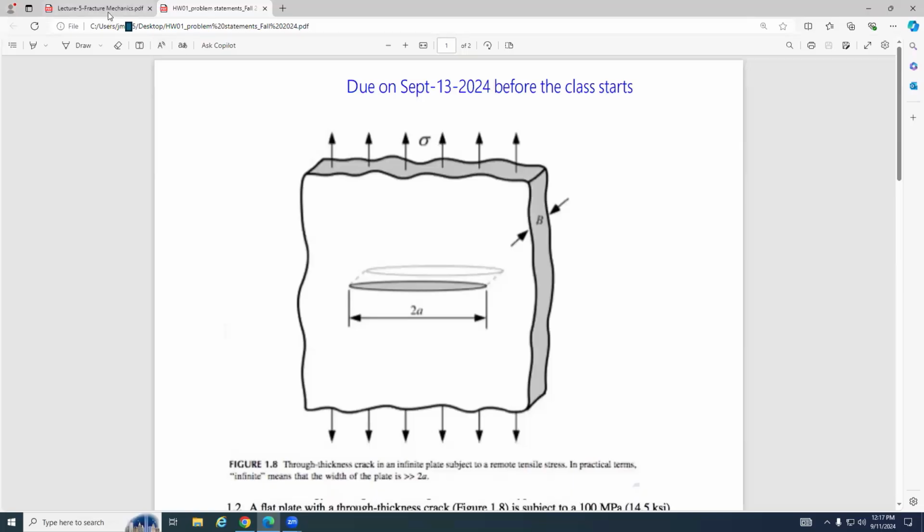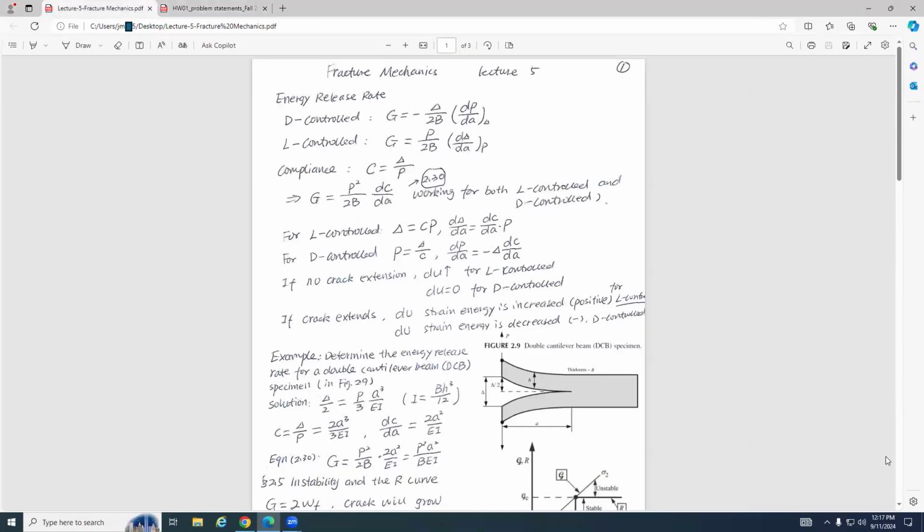So without further ado, I'm going to continue our talk. Last time we talked about load control and displacement control. Can somebody tell us what is load control and what is displacement control? Dylan? Load control has a constant load or force being pulled on it. The other one, displacement control, has just the fixed displacement, but the load varies.